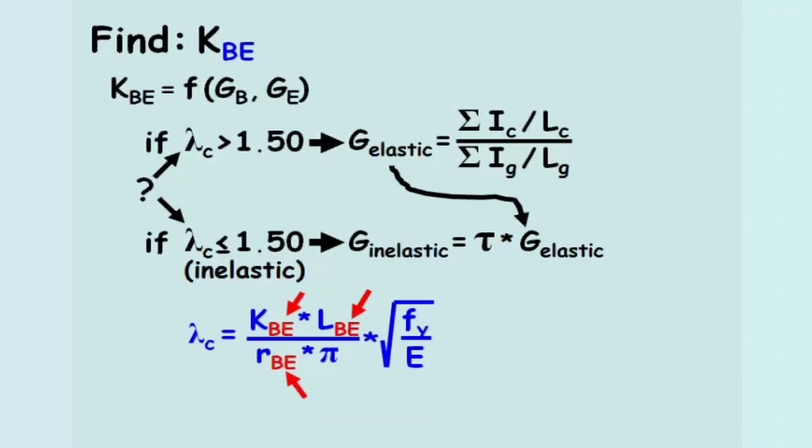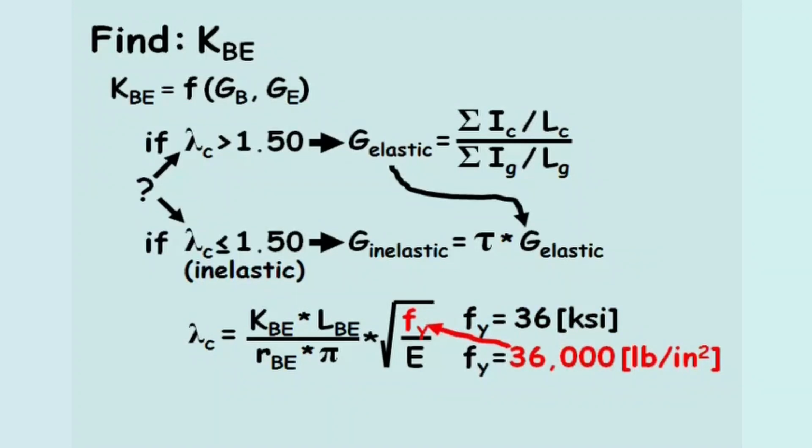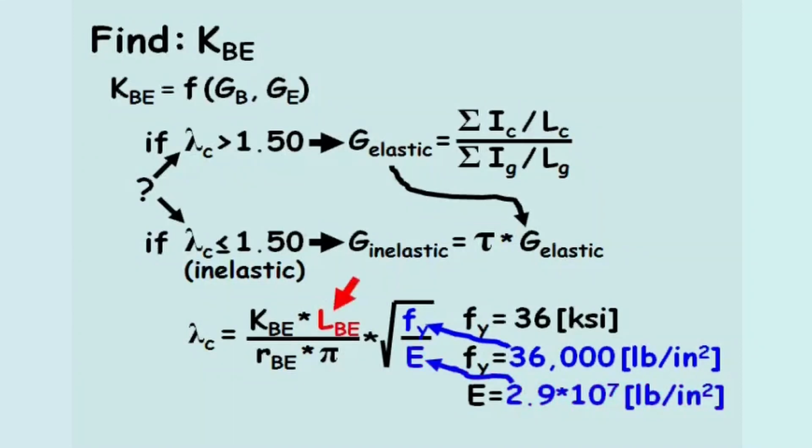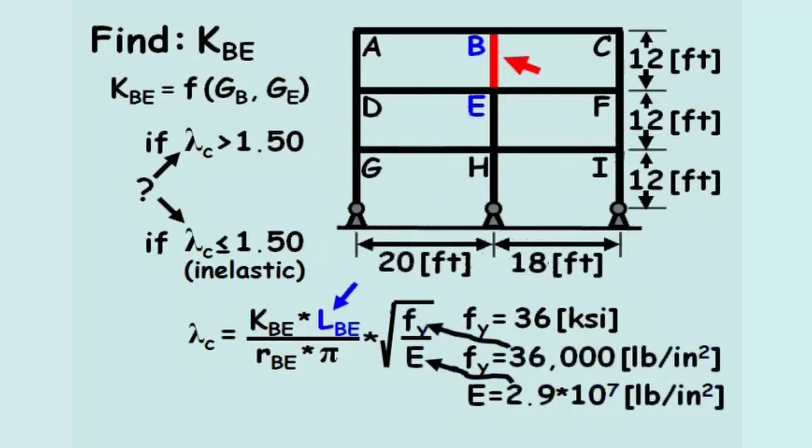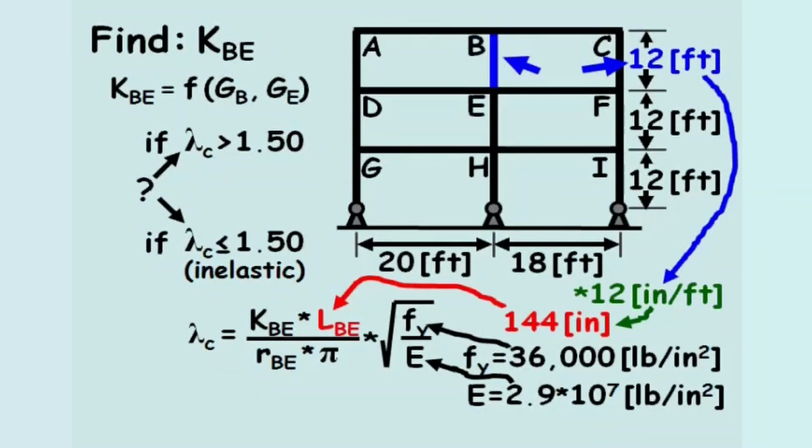From the problem statement, we know the yield stress in the steel equals 36 ksi, which is the same as 36,000 pounds per square inch. And it's generally assumed the modulus of elasticity for steel equals 2.9 times 10 to the 7th pounds per square inch. We can determine the length, L, by looking back at the structure, locating column BE, and noting its length is 12 feet or 144 inches.